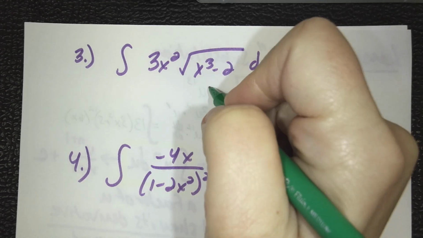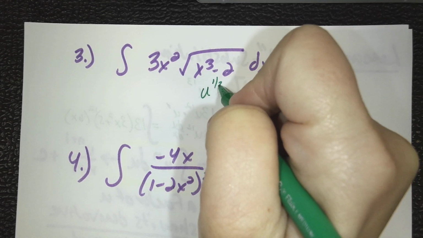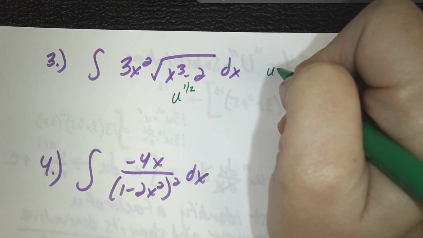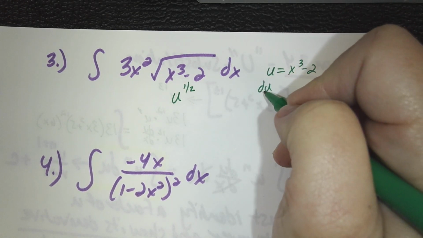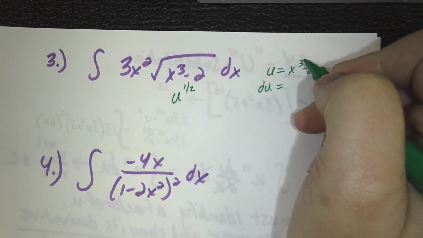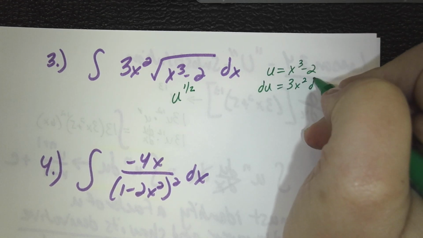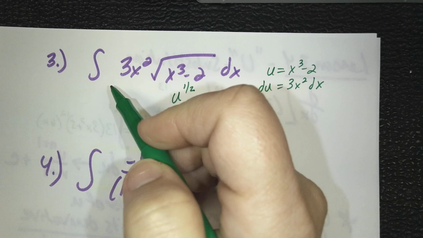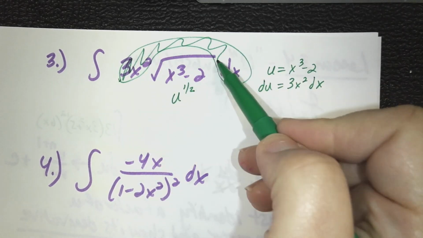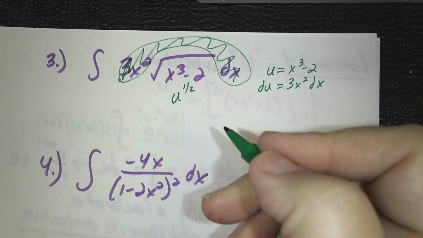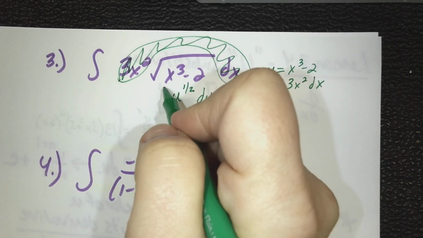This would be like u to the 1/2 right there? Okay, so my u is x cubed minus 2. I'm just going to call it du, and I'll take a derivative and put the dx on this side. Don't I have that in the problem? Super nice. Is it always going to work out like that? No, but I will show you an example of when it doesn't.